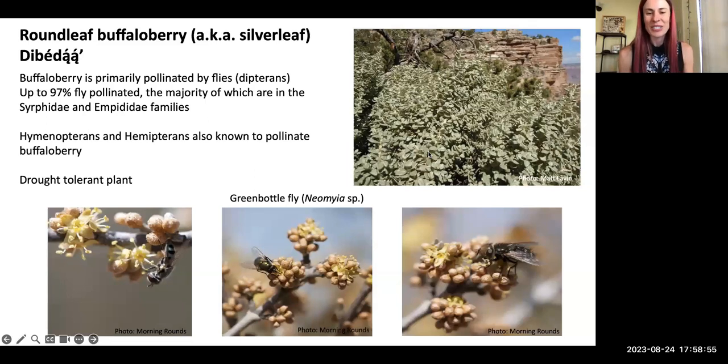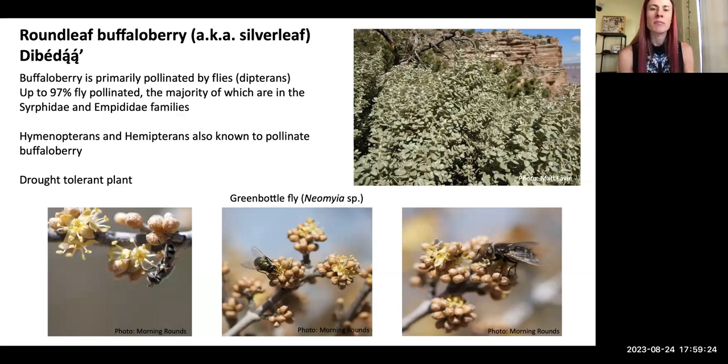Like I love seeing all the different insects that will visit all these different types of plants, like round leaf buffaloberry. I've had the pleasure of looking at a variety of insects on this, and they're flies. So buffaloberry is primarily pollinated by flies. So lots of different species of flies in two different families, Syrphidae and Empididae. So up to 97% pollinated by flies.